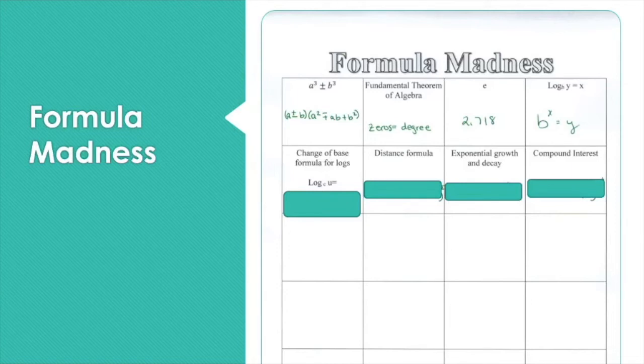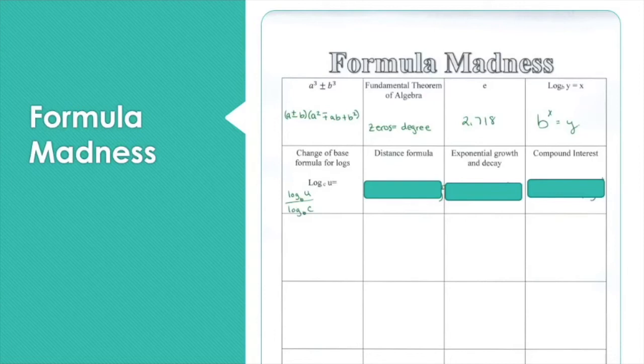This one you're just going to have to memorize. The change of base formula for logs. We have a log of some base down there, c, of u, equals the log of some other base, u, on top, and the log of some other base, c, on the bottom.